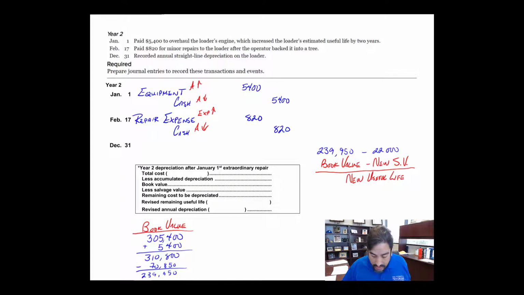Over the new useful life. So this one tends to trip people up. It's not too difficult, but I think it's easy to mess up. And sometimes when something's not really difficult, that makes it a little easier to make mistakes.